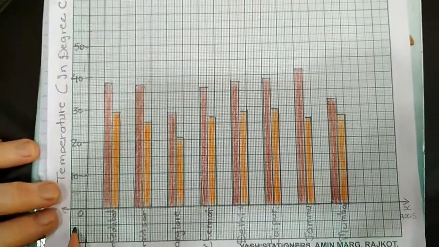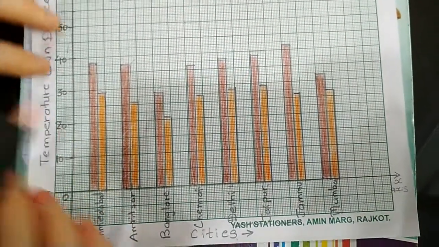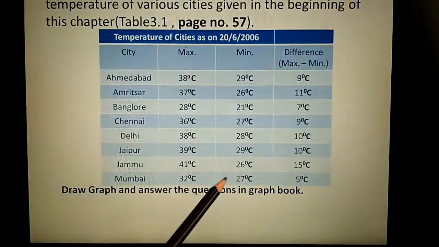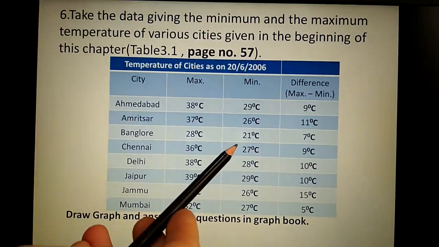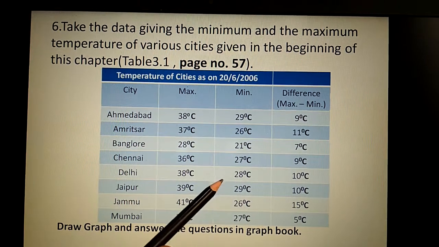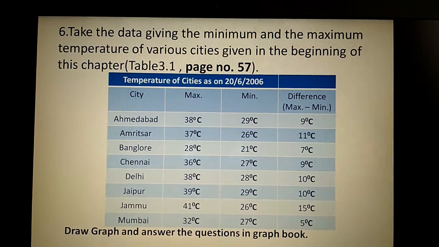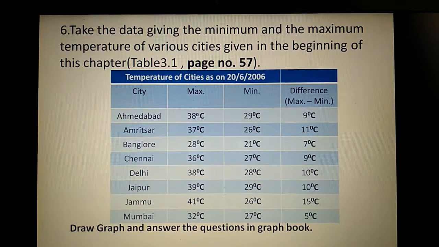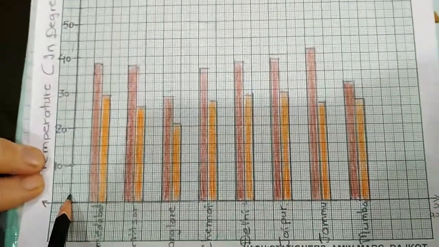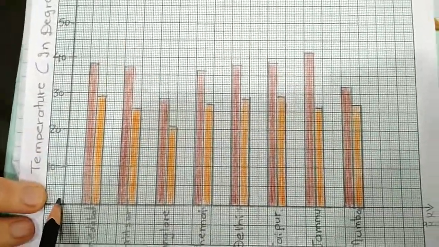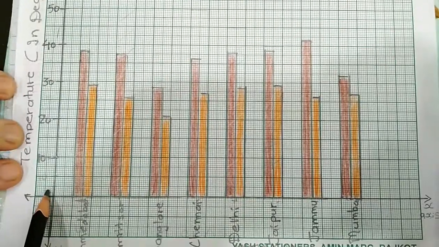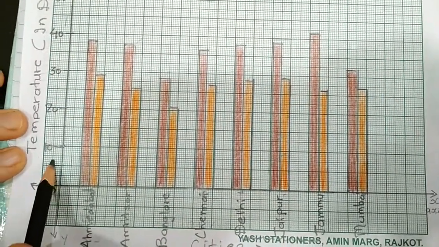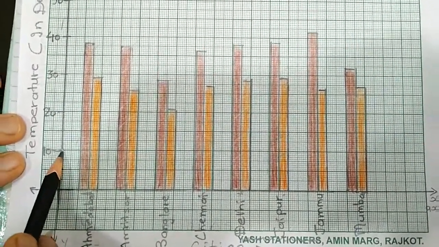Now let us decide the scale. Here we are given the maximum temperature 41 degrees Celsius and minimum temperature is 21 degrees Celsius. We have to select the scale according to this, so that we get the maximum as well as minimum temperature on the same graph, and that is the reason we call it a double bar graph. So here we take 2 centimeters, that is 2 units, as 10 degrees Celsius.